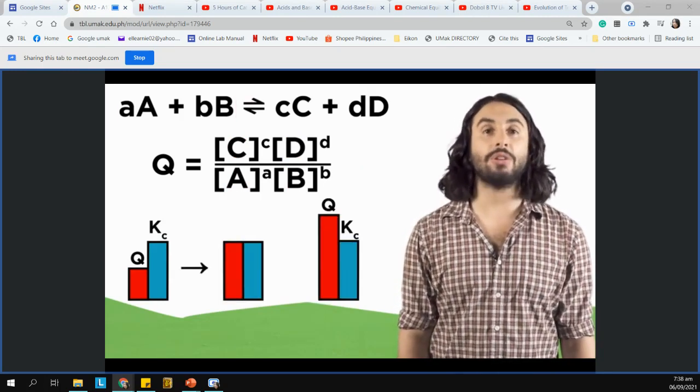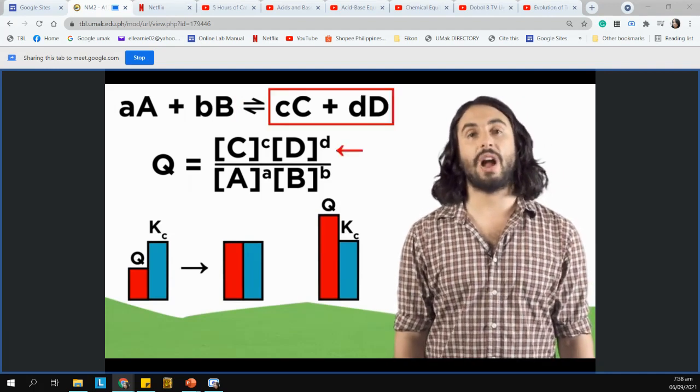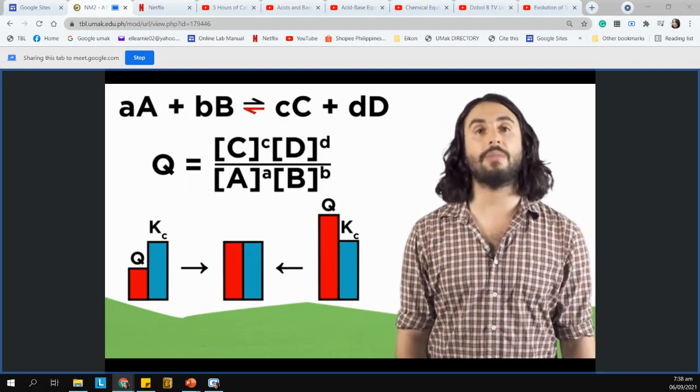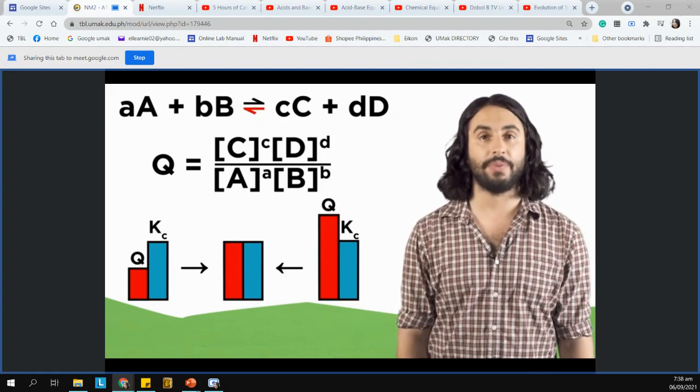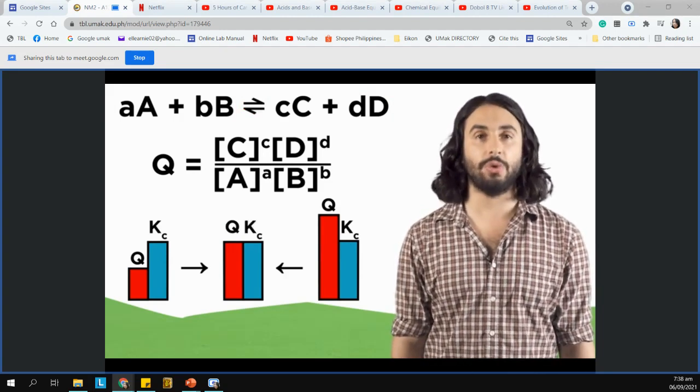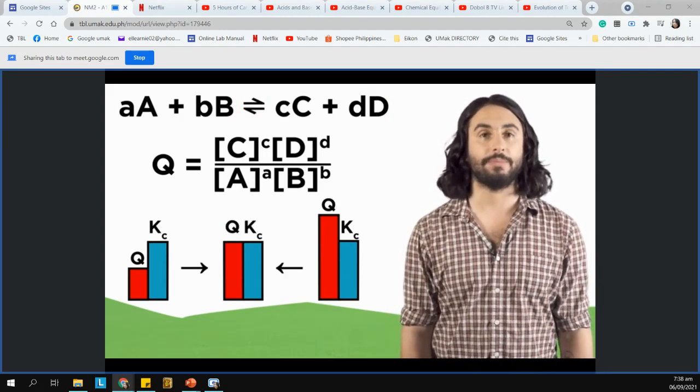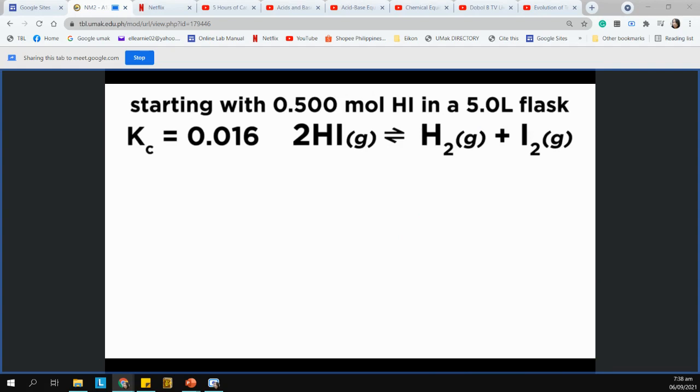If Kc is smaller than Q, Q is more on the products side, so it'll make more reactants to equilibrate. When Kc equals Q, the system is at equilibrium. Let's try a more difficult ICE box.